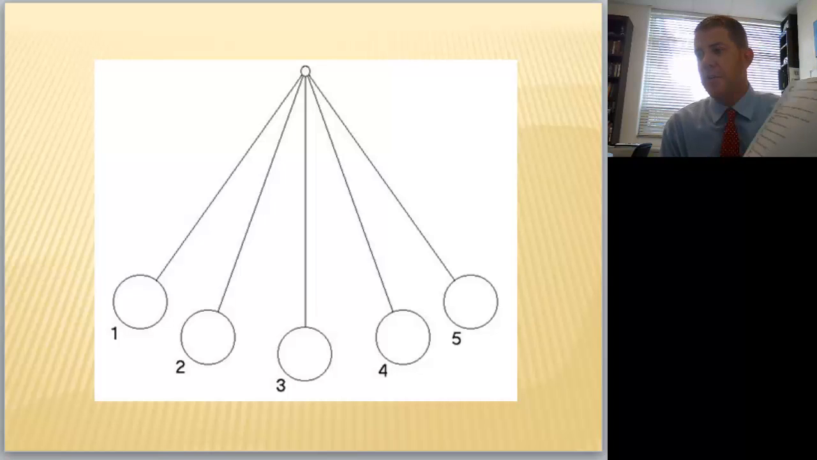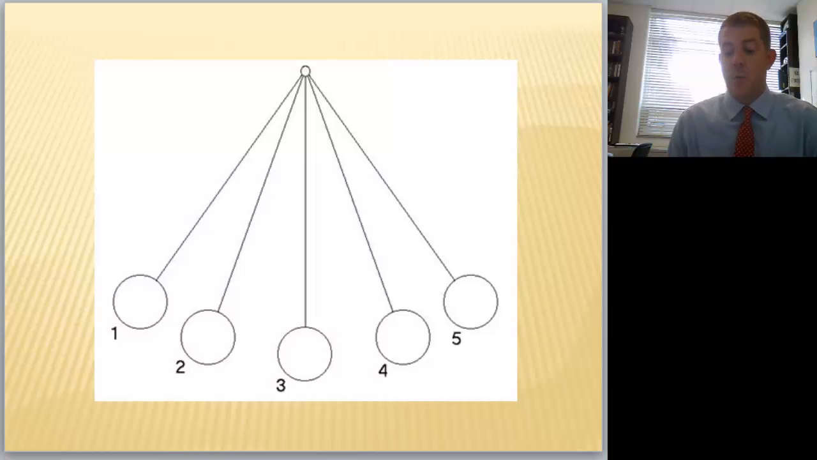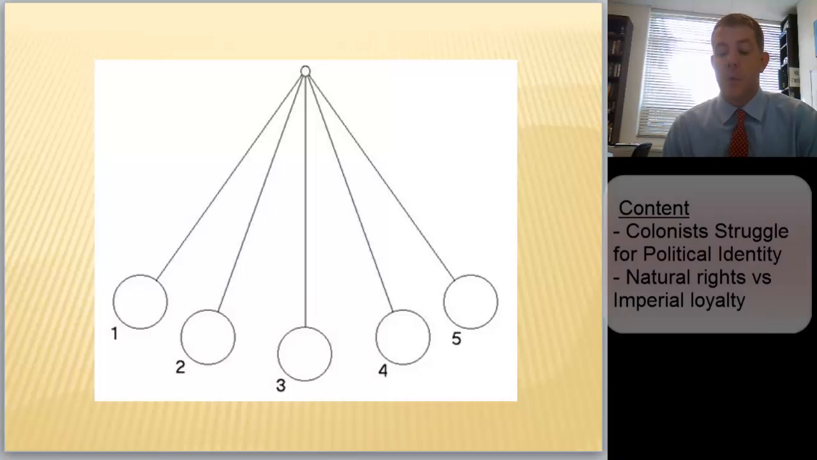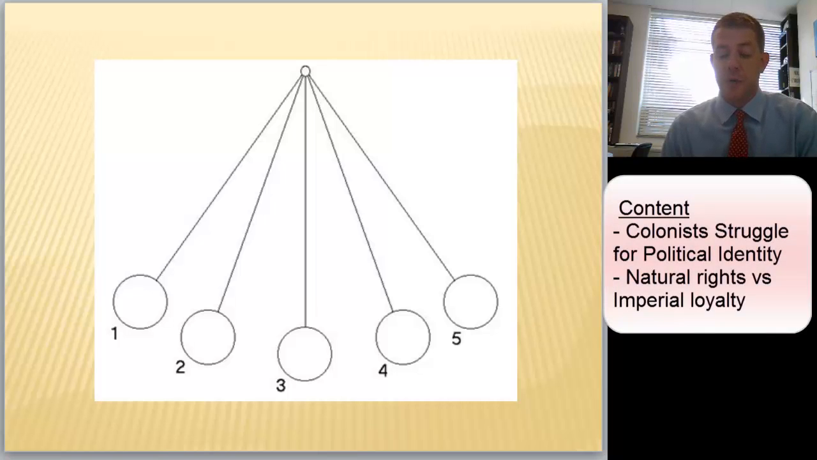I would like for you to have out your Unit 1 packets, and if you could flip to the learning goals with me. What we're going to be focusing on today is in the content. We're going to be focusing on number 2 and number 3, which is the colonists struggling for political identity, and then we're going to start to get into the natural rights versus imperial loyalty.